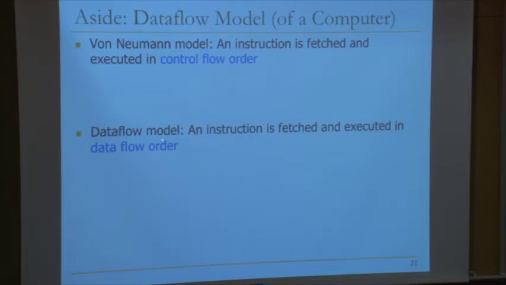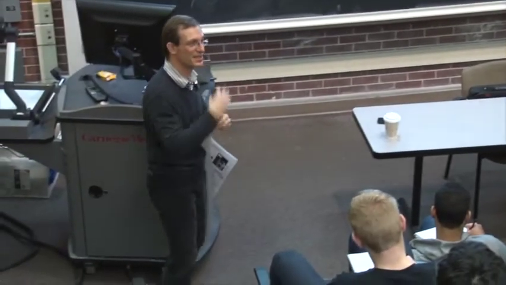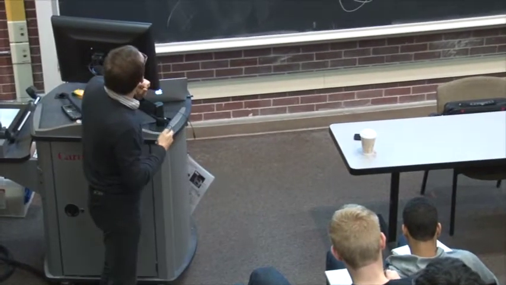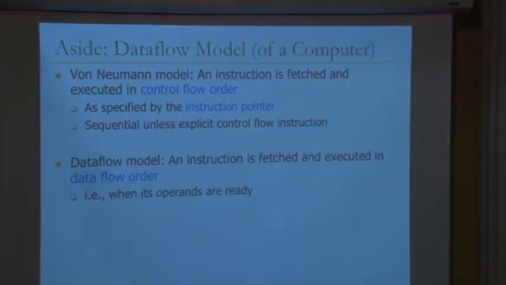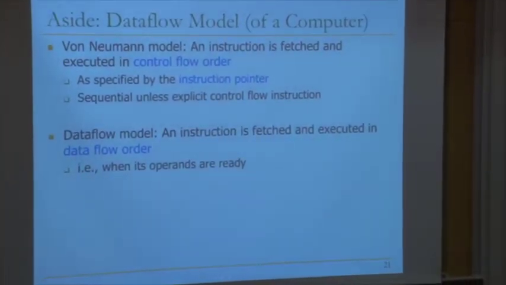But in the Dataflow model, the processing is very different. An instruction is fetched and executed in the order in which data flows. Basically, an instruction is fetched when its operands are ready, not when the program counter points to it. Now let's take a look at this model a little bit, because the trade-offs are very different. And this is a very fundamental trade-off that you make when you design your computer first. So here, control flow is specified by the instruction pointer and is sequential unless you have an explicit control flow instruction. In the data flow model, an instruction is fetched and executed when its operands are ready, when its data values are ready.